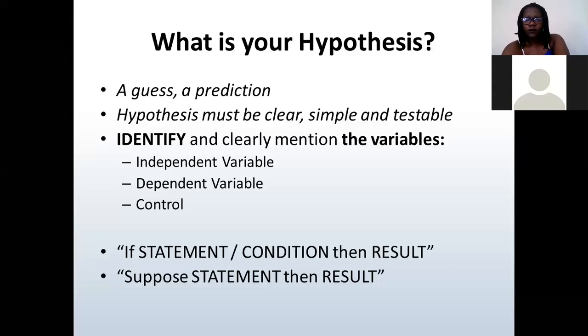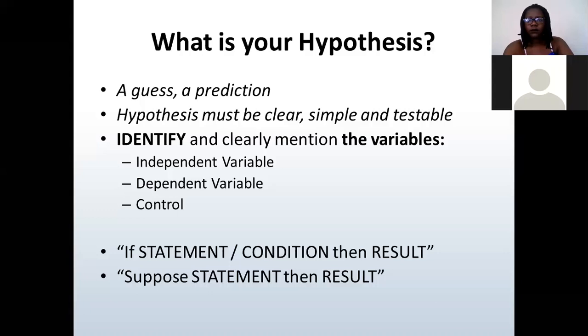And sometimes learners don't want their hypothesis to be incorrect, and you must let them understand it can be incorrect at this stage. The hypothesis also must be clear, like the research question. It must be simple, and it must be testable. But to have a clear and simple hypothesis, it is important that you identify variables. You need to be clear with regard to your independent variable, your dependent variable, and the control.